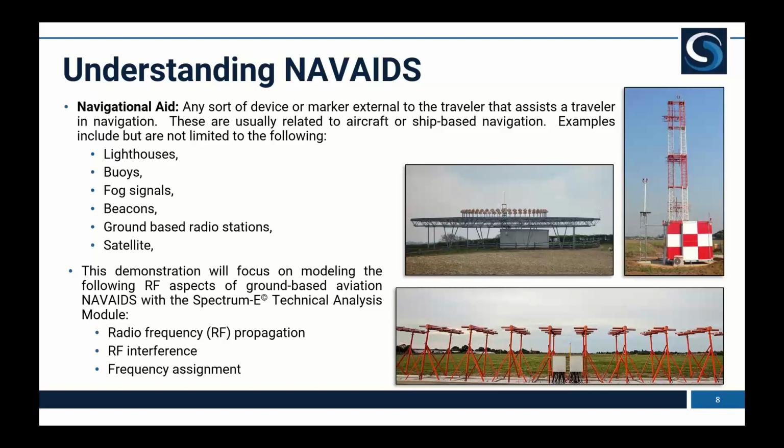However, this demonstration will focus on modeling the following RF aspects, radio frequency aspects, of ground-based aviation NAVAIDS with the spectrometry technical analysis module. So we're primarily going to focus on radio frequency propagation, interference, and frequency assignment a little bit. We'll probably discuss how frequency assignment works, but the primary demonstrations will be propagation, interference, and some of the items I mentioned earlier about approach, calculating approach.